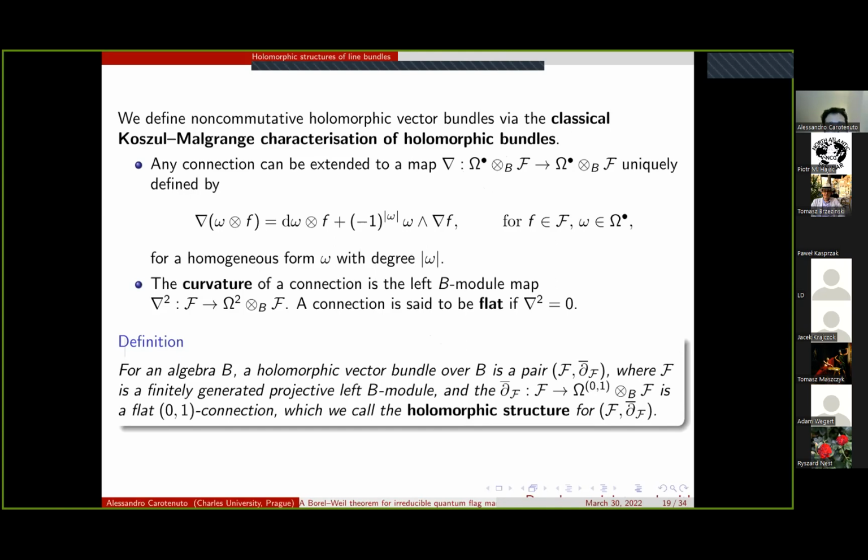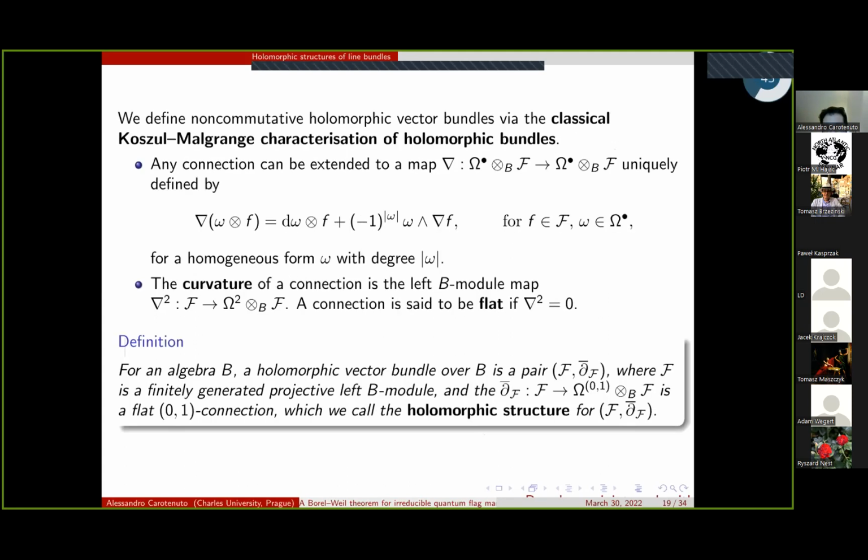Then for an algebra B, a holomorphic vector bundle is just a pair of a finitely generated projective B module and a holomorphic connection, which is moreover flat. And we call this the holomorphic structure for F, nabla F.